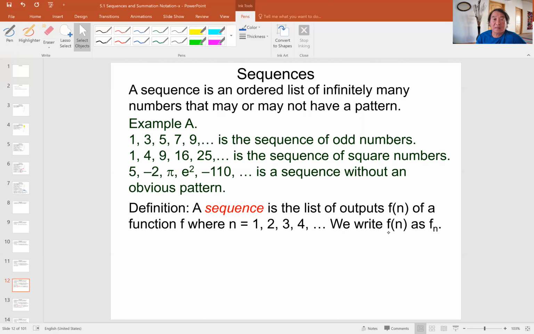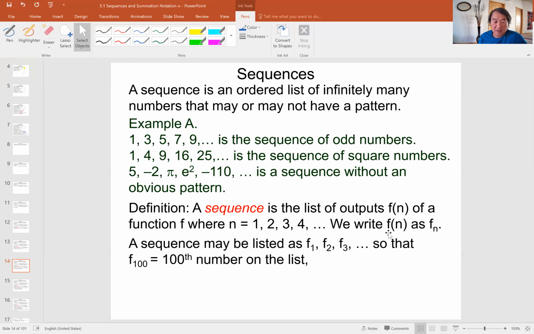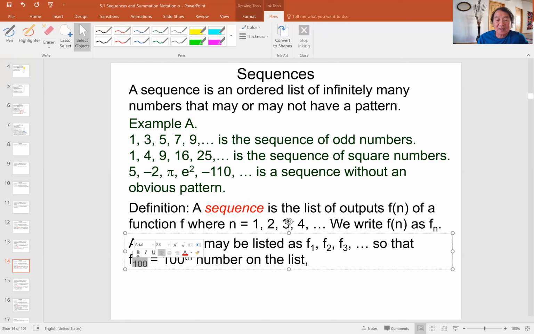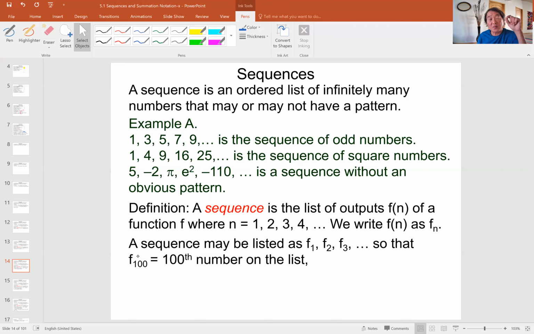Here's a definition of a sequence in mathematics. It's a list of numbers that is the output of a function, where the domain is what we plug in: 1, 2, 3, 4, meaning room number 1, room number 2. Then F sub n is the actual entry, the actual numbers 2, 4, 6, 8. So in this particular case, F sub 100 means it's the 100th number on the list.